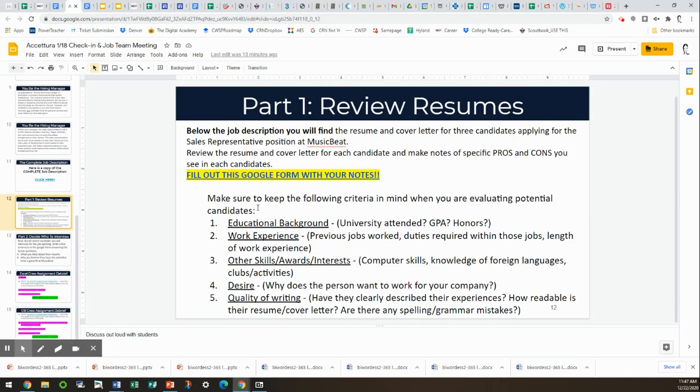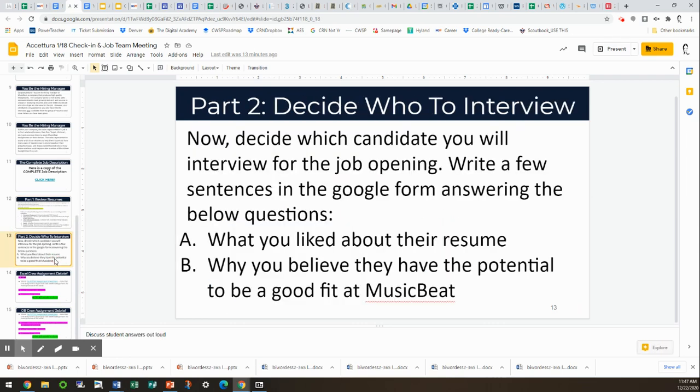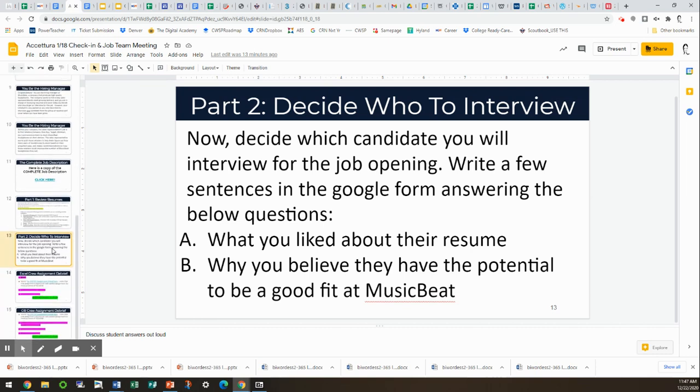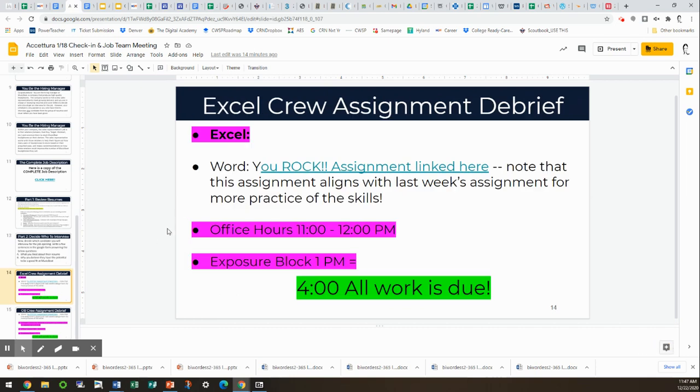So I also have slides to accompany it so that you can post these while the students are working. Part one is reviewing, we have a discussion. Part two is now, who are you going to interview? You don't have enough time to interview everyone. Who is the one person that you think is worth spending your time on? And then discuss what you liked about their resume. Why do they have potential? And they will also fill out the Google form question that accompanies this. So that's really the overview of today. And hopefully this is something that is doable in 45 minutes, and then you will have time to get into what their assignments are.